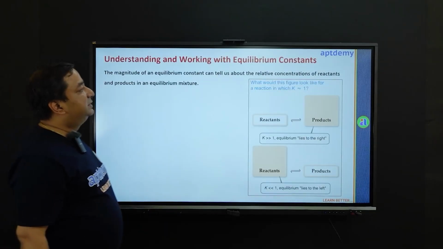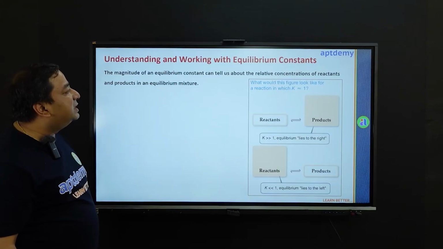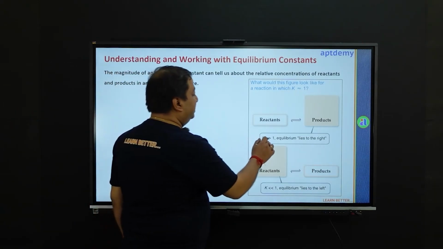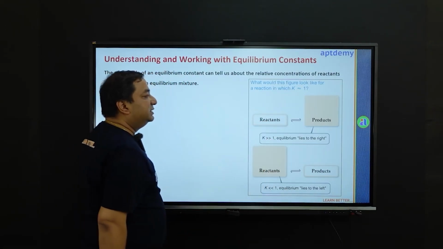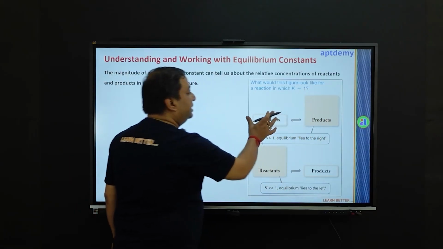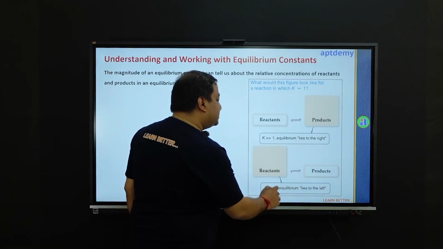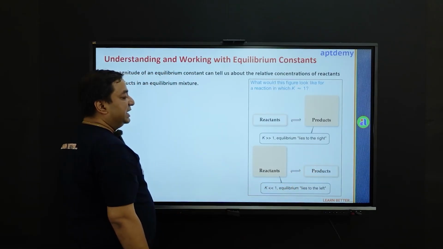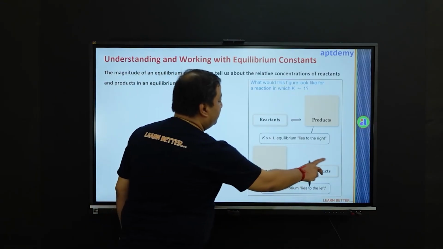Understanding and working with equilibrium constants. The magnitude of an equilibrium constant can tell us about the relative concentrations of reactants and products in an equilibrium mixture. When K is much larger than 1, equilibrium lies to the right-hand direction, that is, there will be more products and fewer reactants in the equilibrium mixture. When K is much less than 1, equilibrium lies toward the left-hand side of the reaction, and there will be a large amount of reactants and very little product.